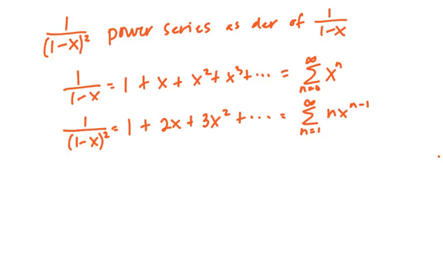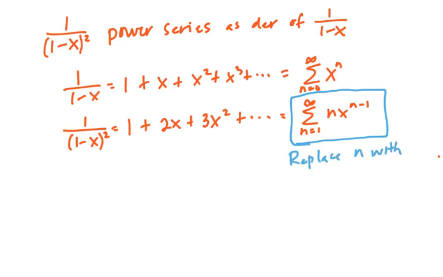Now, if you'd like, we like the power series to be x to the n. So look at this. We could, let's not say replace, because in order to do this next thing, you have to actually think. So let's say replace n with n plus 1. So if we do that, we get 1 over 1 minus x squared equals the sum.